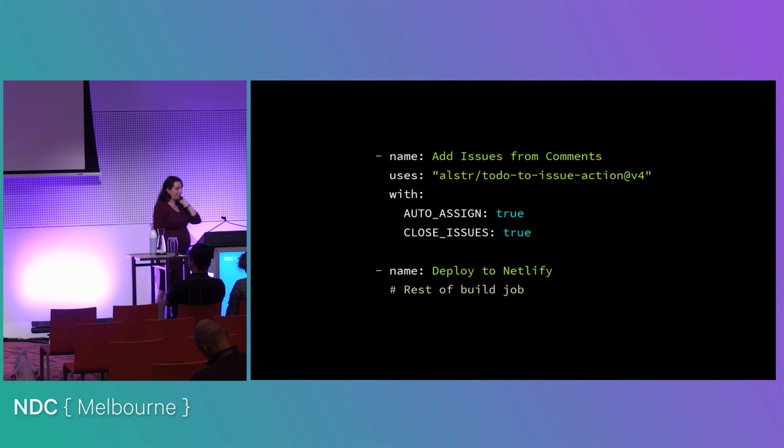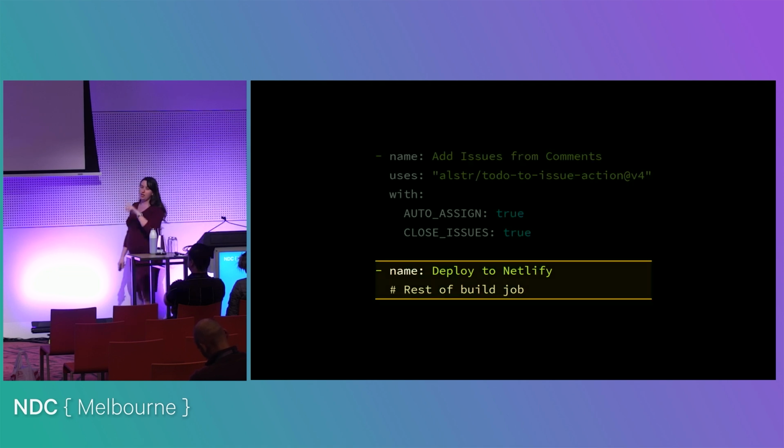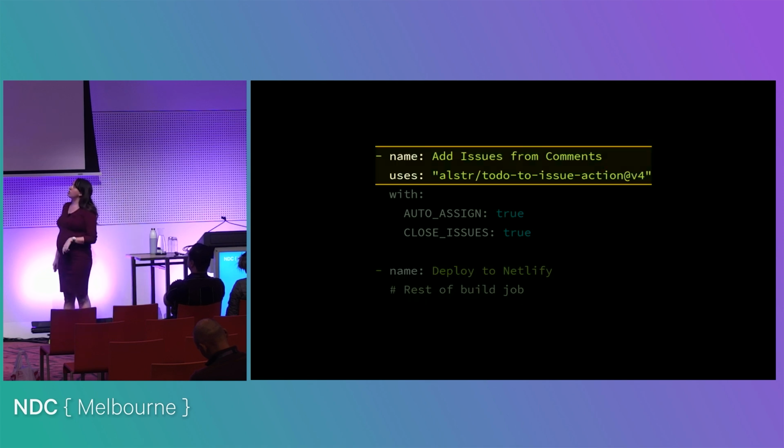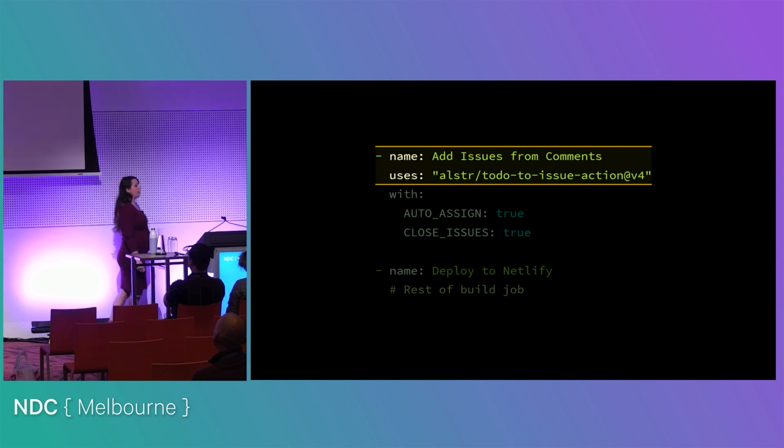So I'm going to take advantage of, before I deploy my site to Netlify, a package which is the to-do issue action, which takes all of my to-do comments and creates GitHub issues from them. So I have issues in my repo, and I can't forget about that.